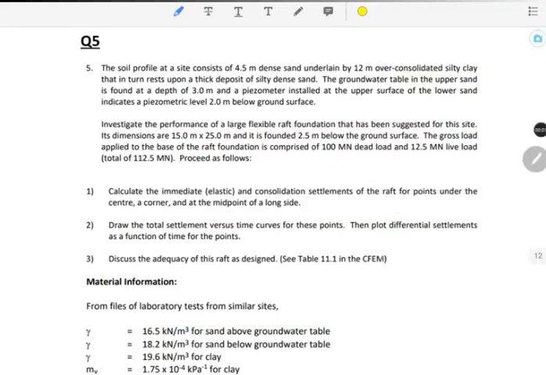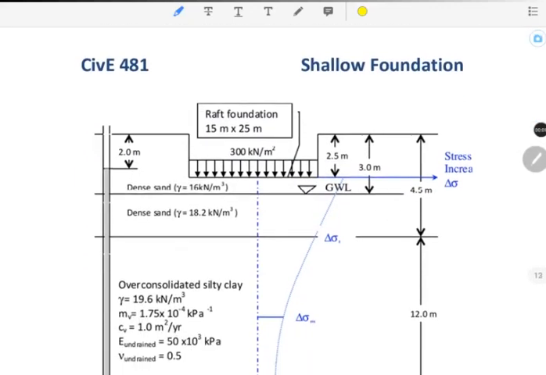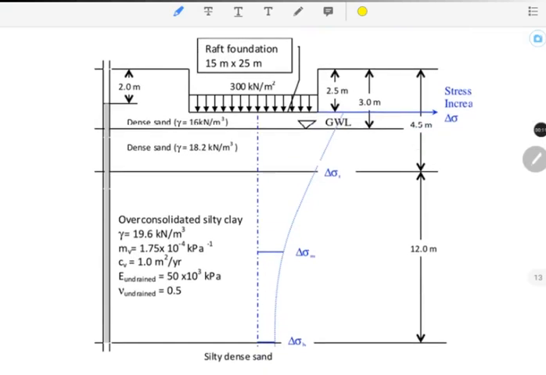Question 5 is about the settlement of the underlying soil due to the applied load. And we have the schematic drawing of the foundation and the soils like this. This is the raft footing, which is embedded at 2.5 meters below the ground surface. And we have a layer of sand and a deeply buried layer of silted clay.